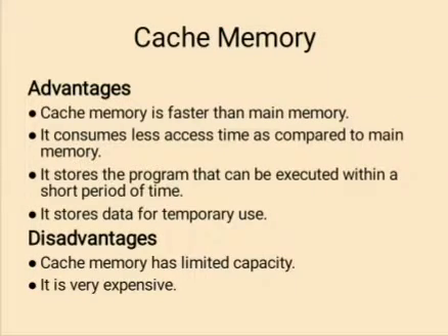So next, what are the advantages of this cache memory? So cache memory is faster than main memory. So this is one of the advantages. And second one, it consumes less access time as compared to main memory. So it is a very less access time compared to main memory. It stores the program that can be executed within a short period of time. It stores the data for temporary use. So it is going to be used for temporary storage.